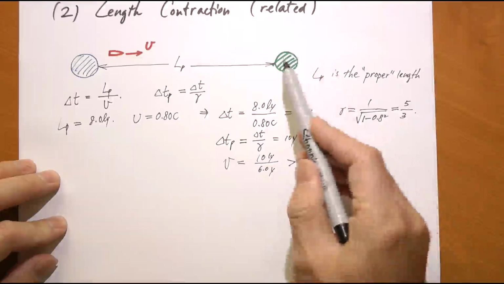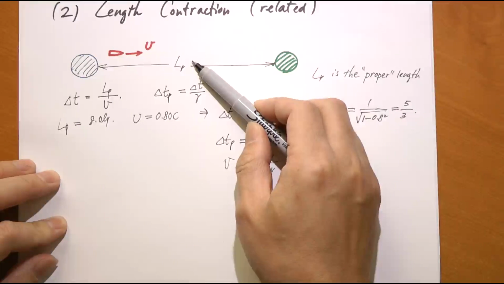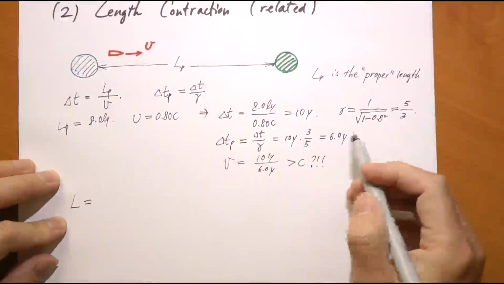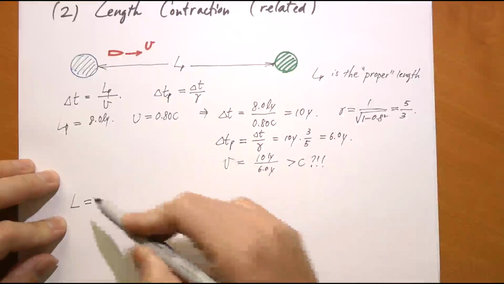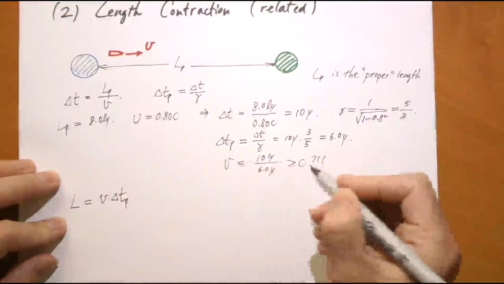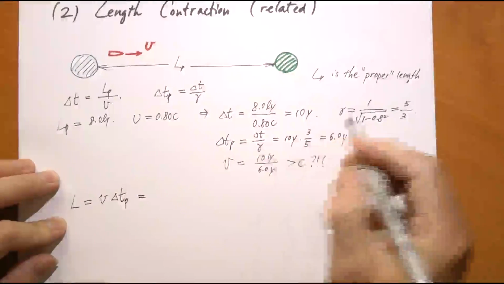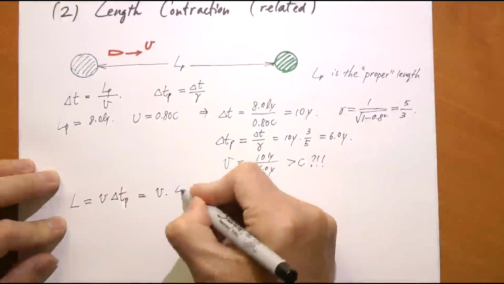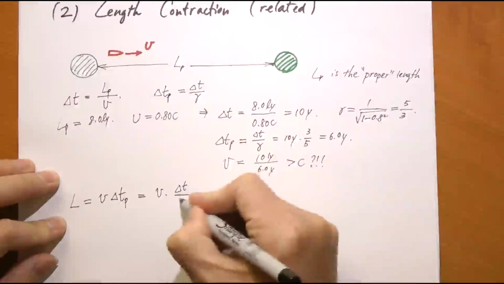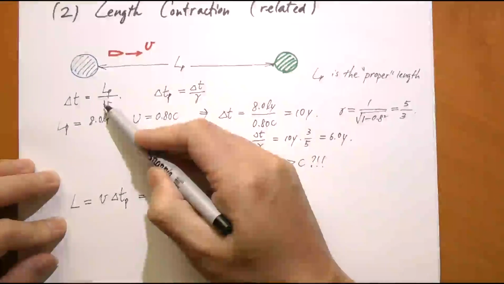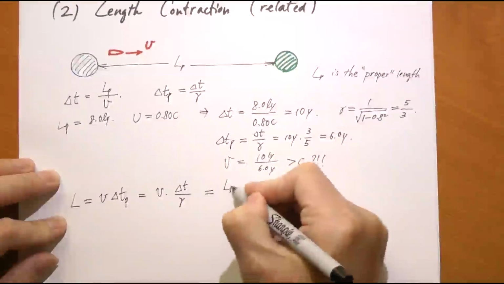Well, according to the astronaut, the green planet moves towards him with a speed v, and it covers a distance, whatever that distance L is, with a speed v over a time delta Tp. Okay, so distance equals speed times delta Tp, not delta T. And that equals v times, what's delta Tp? Delta Tp is delta T over gamma, as we know, right here. And you notice that I have v delta T here. v delta T is just the proper length Lp.